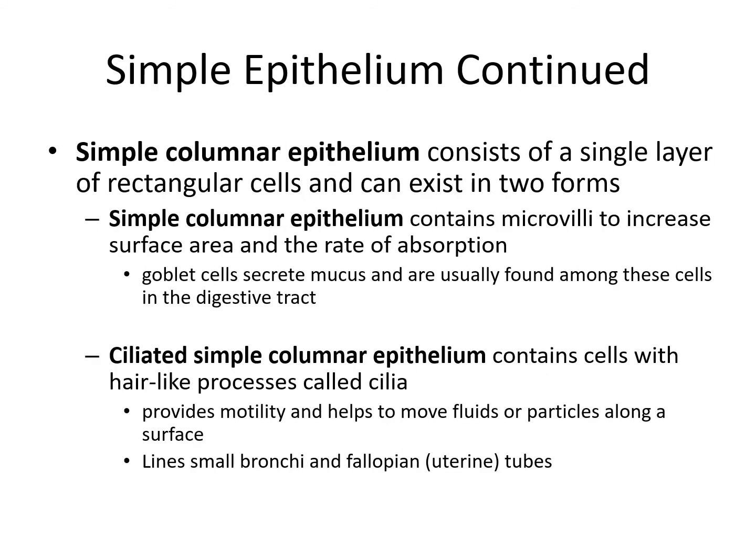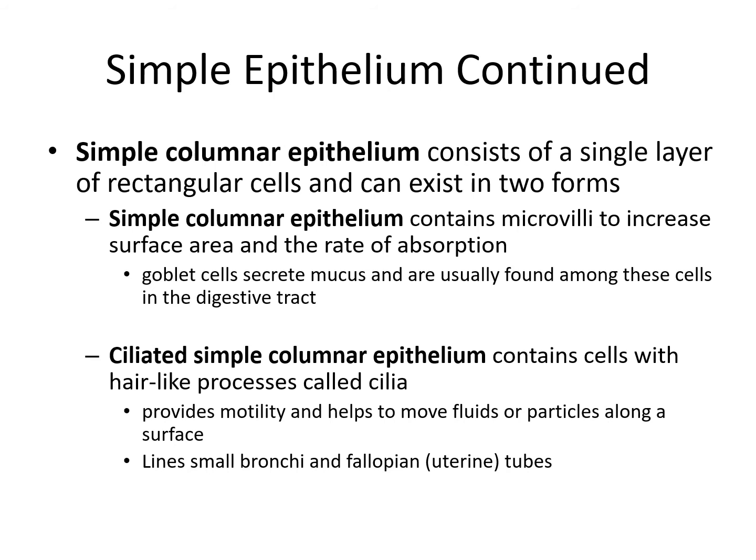Simple columnar epithelium is a rather common tissue within the body, and we'll find the best example of that within the small intestine. Within the small intestine, we have a single layer of epithelium that's going to absorb nutrients and water from the lumen of the intestine. And of course, it has microvilli to increase the surface area and the rate at which absorption can occur.